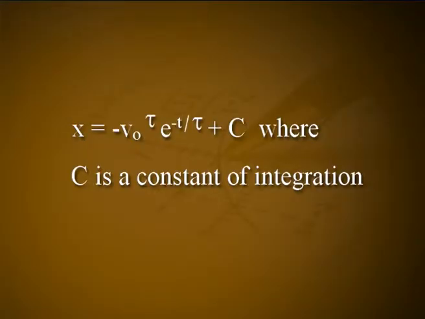Equation 3 can be written as dx divided by dt is equal to V0 into e raised to minus t by tau. Integrating, we get x is equal to minus V0 tau into e raised to minus t by tau plus c, where c is a constant of integration. When t is equal to 0, x is equal to 0 and c is equal to V0 into tau. Then x is equal to V0 into tau into 1 minus e raised to minus t by tau.